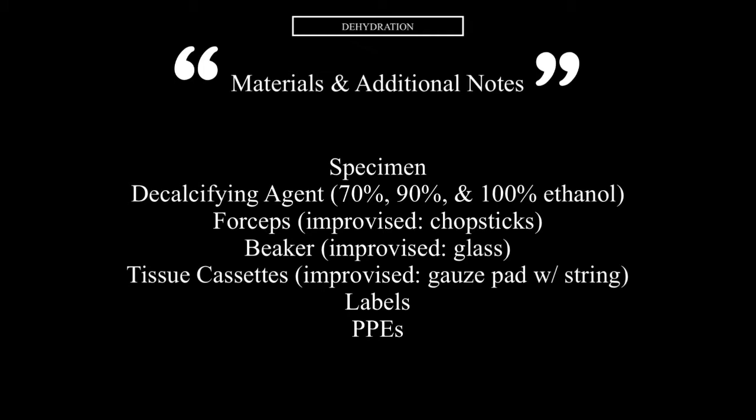We need a beaker, and since we don't have that at home, I'm going to improvise with a glass. For the tissue cassettes, I'm going to improvise with a gauze pad with string, and we need labels to know what percentage of the dehydrating agent is being used, and of course, very important, your PPEs.